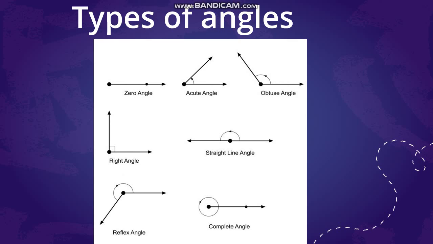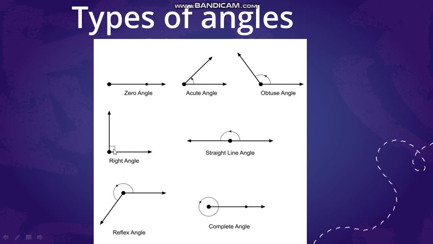So the first type of angle that we are going to learn is acute angle. So everyone knows acute angle, right? An angle which is less than 90 degree is called an acute angle. As you can see, this is an acute angle. The acute angle always measures between 0 to 90 degree. It is less than a right angle. It measures less than 90 degree.